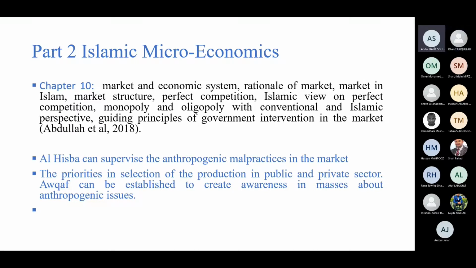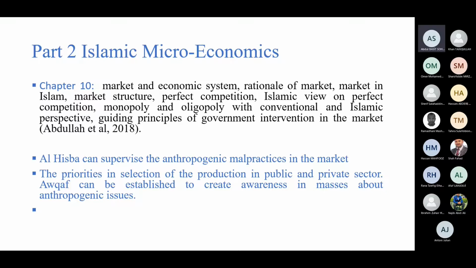Abdul Basit, yes, sir. Just for making an emphasis, if you are thinking of selecting a topic for your paper or something, it's a good topic: the role of Hisba in the anthropogenic era. Yes, sir. Thank you, sir. Inshallah. Don't forget that it's a very good topic. Yes. Thank you, sir. Inshallah.